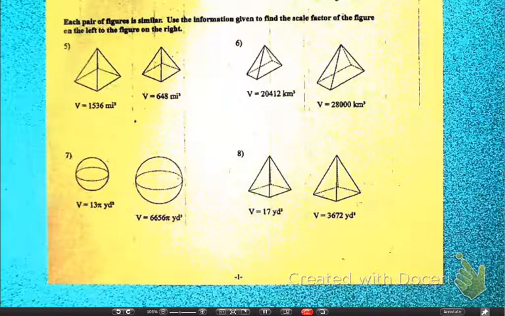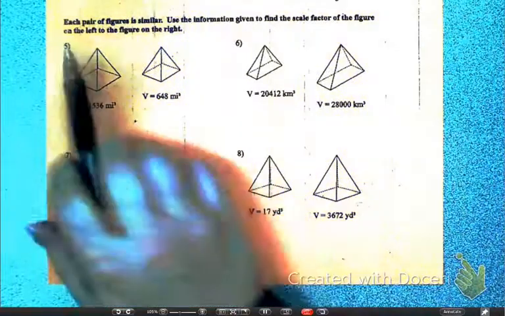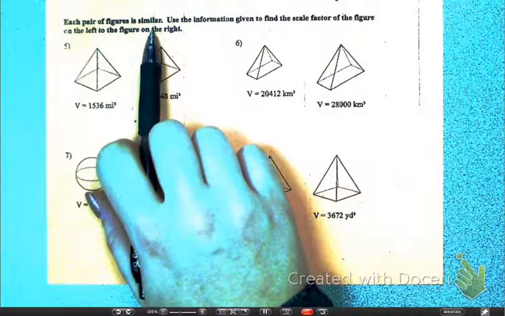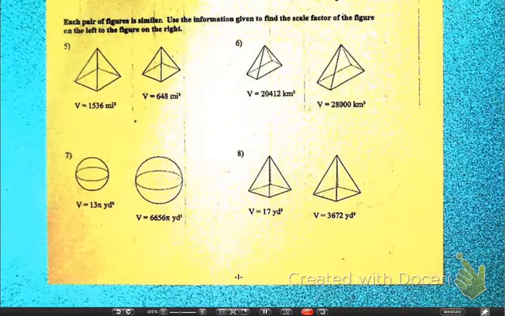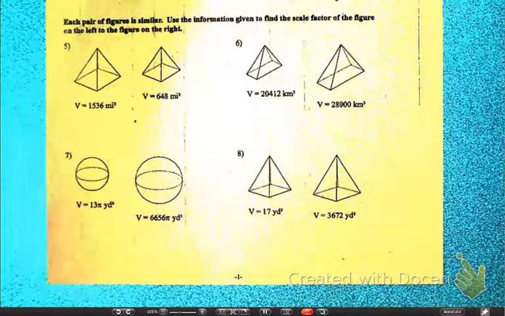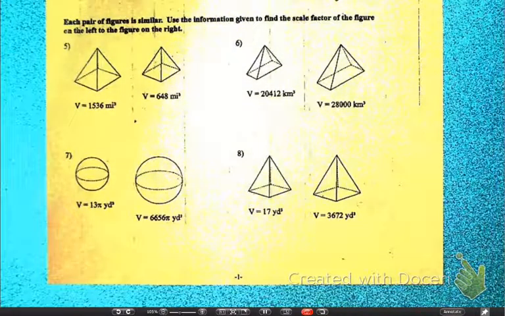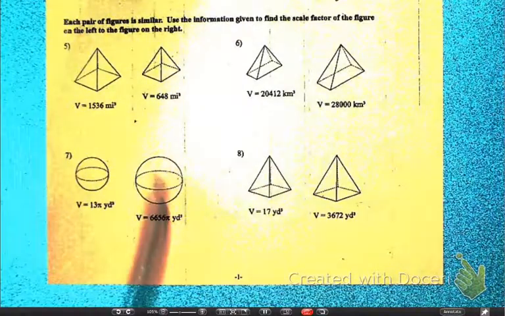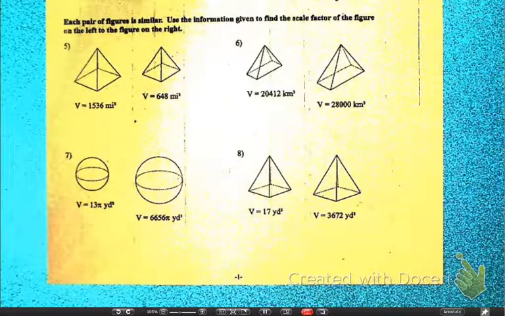All right. So in these examples, the figures are already similar. It tells us that in the directions. So each pair of figures is similar. We're going to use the information given to find the scale factor. So we're working backwards, of the figure on the left to the figure on the right. So it tells us which order we want it to go in. What information is it currently giving us? The volume. Right? It's currently giving us the volume.